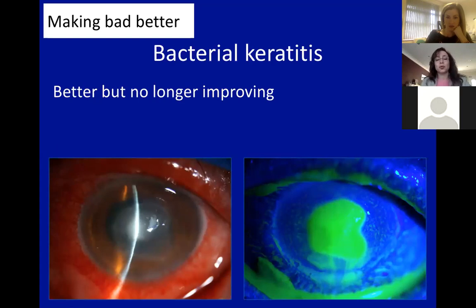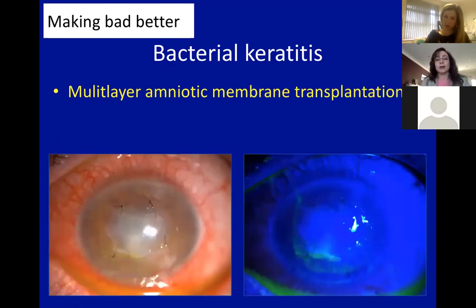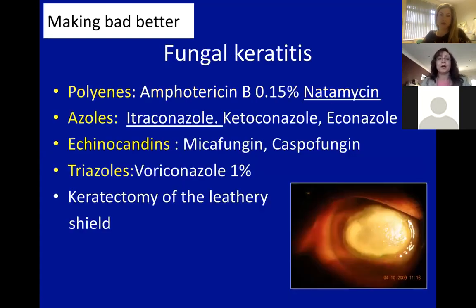So we decided to give him intrastromal injection of amikacin 0.4 milligrams per 0.1 mL, and he had 4 injections, and the infection completely settled. Then the epithelium was not healing, so we put a multi-layer amniotic membrane, and within 1 week he was completely healed.